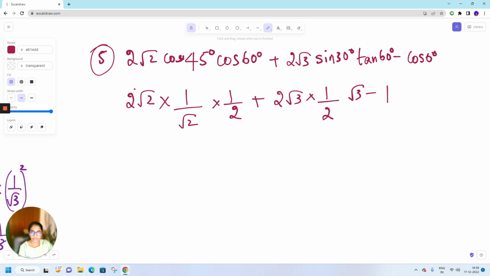Okay. Now I have 2 here and 2 over here. Root 2 and root 2 gets cancelled. What else is remaining? 1 is remaining. Plus I have 2 here and 2 here. What is root 3 into root 3? That is 3. Yes, minus 1 is remaining. 1 and 1 gets cancelled. And the final answer is 3.